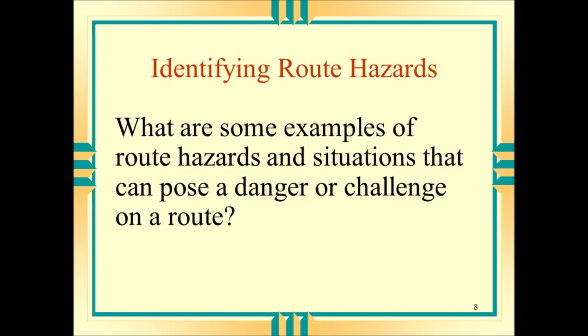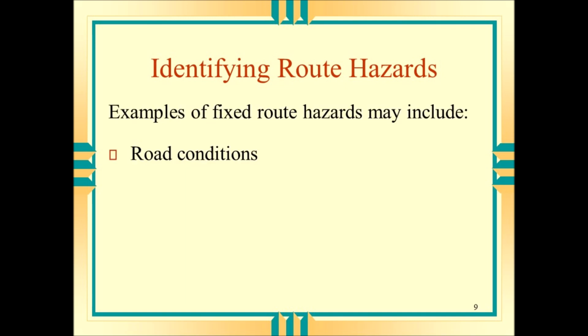What are some examples of route hazards and situations that can pose a danger or challenge on a route? Examples of fixed hazards are road conditions, which may include narrow lanes, low or non-existent shoulders, potholes, and gravel or dirt roads where braking and traction are degraded.